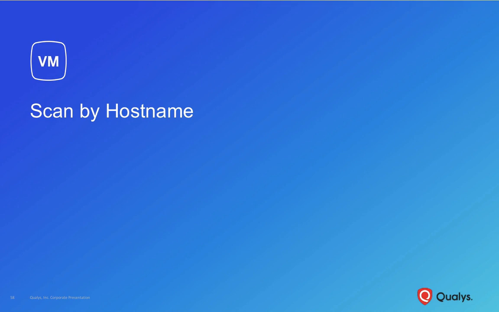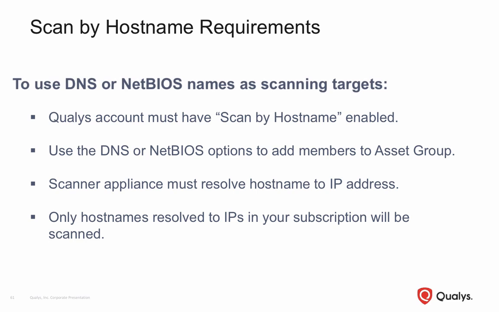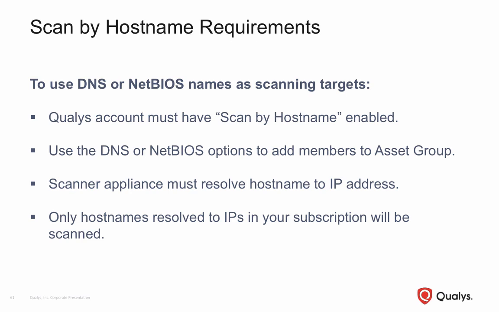This video will demonstrate how to use asset groups to scan by hostname. Although it is common to use IP addresses or asset groups that contain IP addresses as scanning targets, with the Scan by Hostname feature enabled for your account, you can identify the targets of your scans using DNS names or NetBIOS names. To accomplish this, you must meet the requirements listed here.